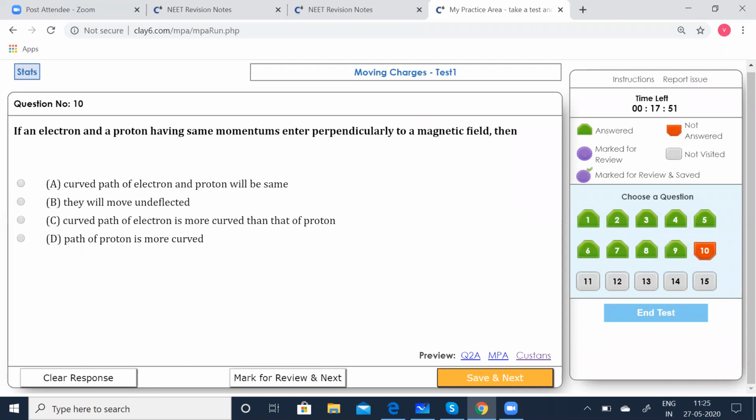If an electron and a proton having the same momentum enter perpendicularly to a magnetic field, then the curved path of electron and proton will be the same, they will move undeflected, the curved path of the electron is more curved than that of the proton, or the path of the proton is more curved.